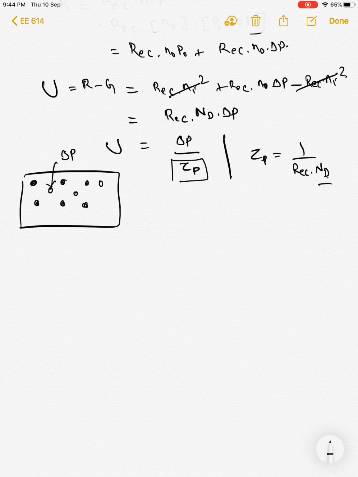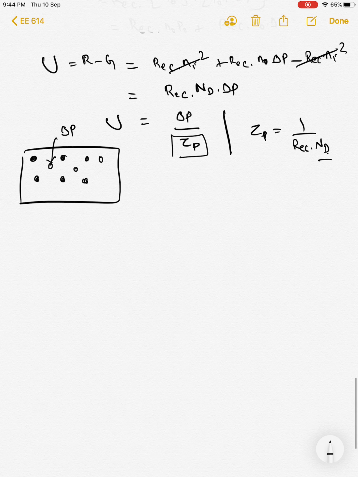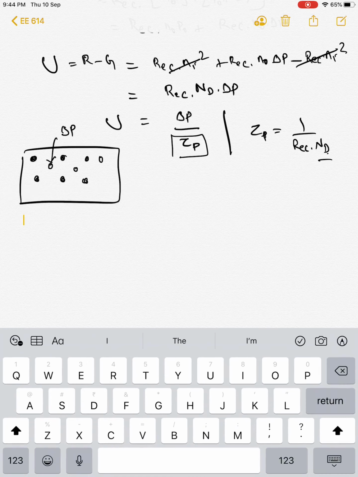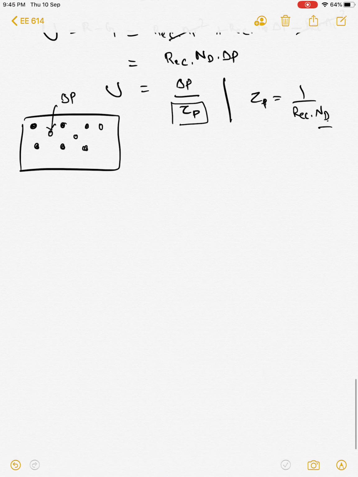The higher the density of majority carriers, the more quickly the minority carriers recombine, and their carrier density drops much faster, right? The same thing can be written for holes in a p-type semiconductor: U for a p-type semiconductor is del n by tau n, where tau n is 1 by REC n.